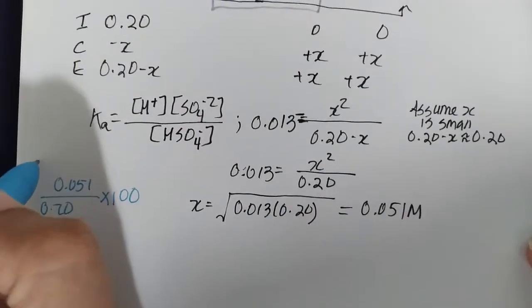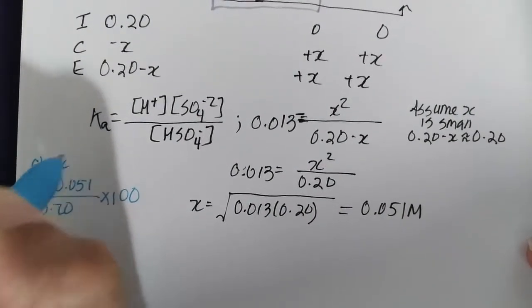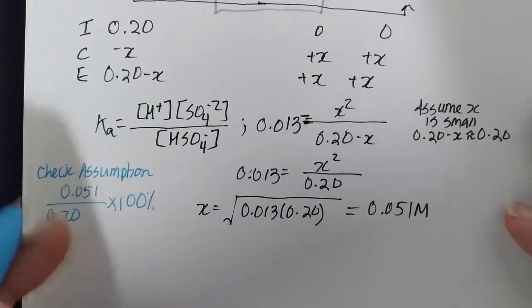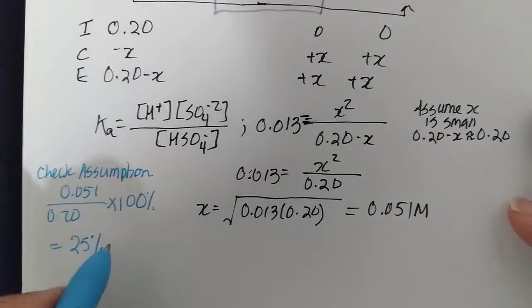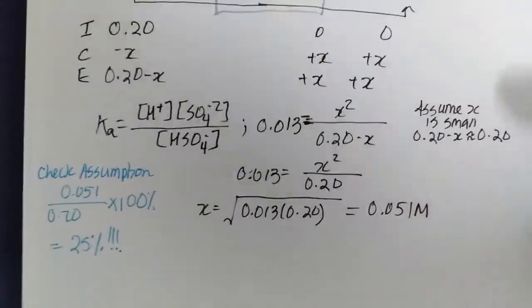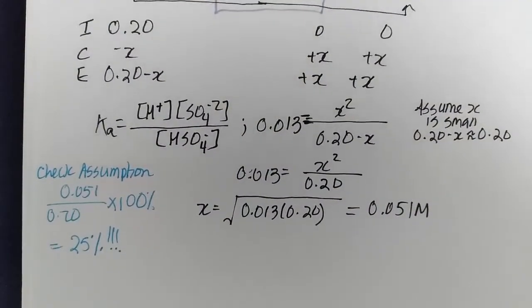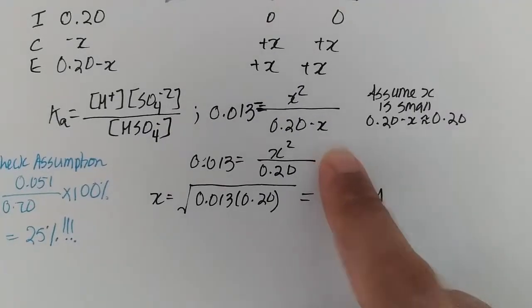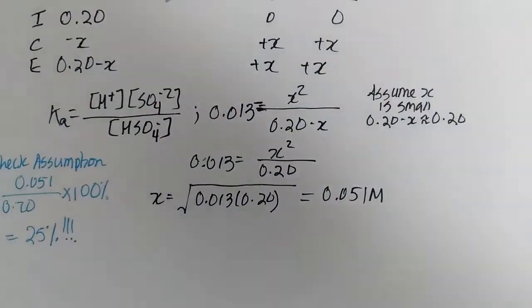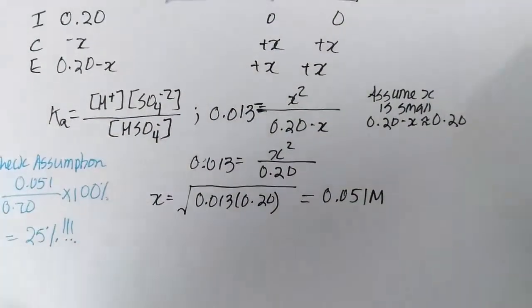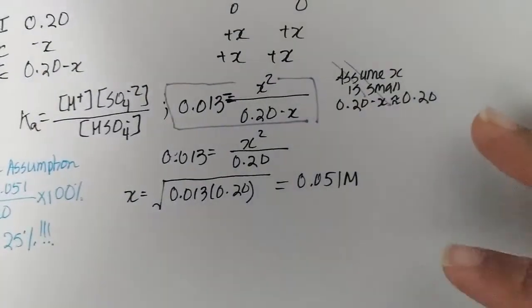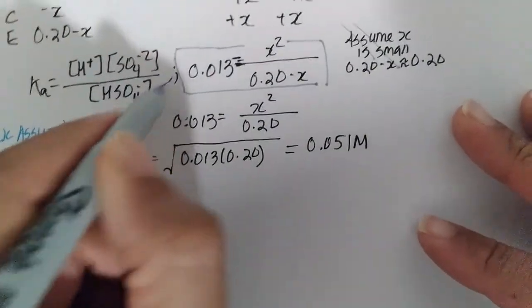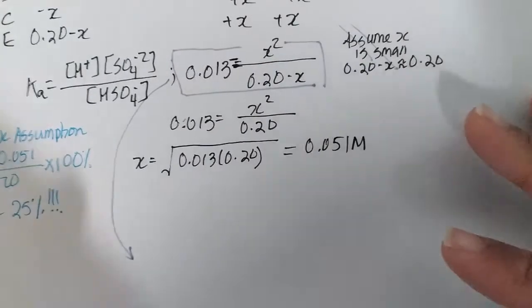So this is our check of the low ionization assumption. I'm getting 25% ionization, which means we will have to use the quadratic formula for this. We won't have that on the exam, but I'll just go over this. This assumption is not valid. So we retreat, regroup, and then solve for x the old-fashioned way using the quadratic equation.